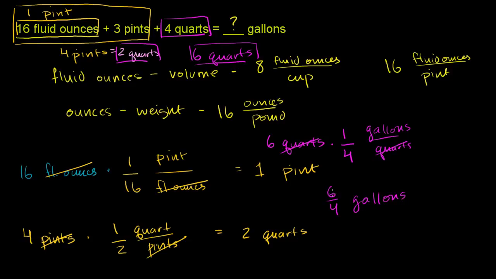And now we can simplify this. We can divide the numerator and the denominator by 2. This is the same thing as 3 halves gallons. So 3 halves would be an acceptable answer right here. If you want to write it as a mixed number, 3 divided by 2 is 1 with a remainder 1. So it's 1 and 1/2 gallons. Either one would be an acceptable answer.